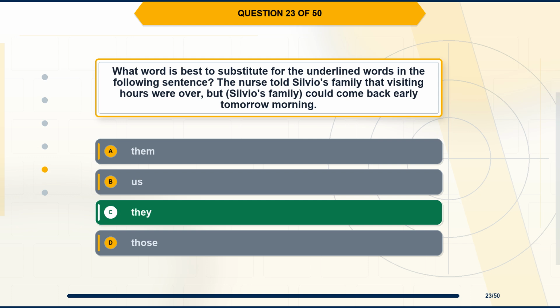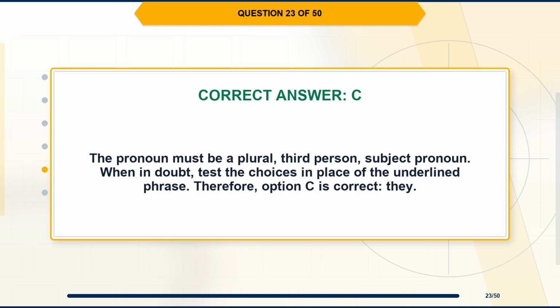The correct answer is option C, they. Explanation. The pronoun must be a plural, third person, subject pronoun. When in doubt, test the choices in place of the underlined phrase. Therefore, option C is correct, they.